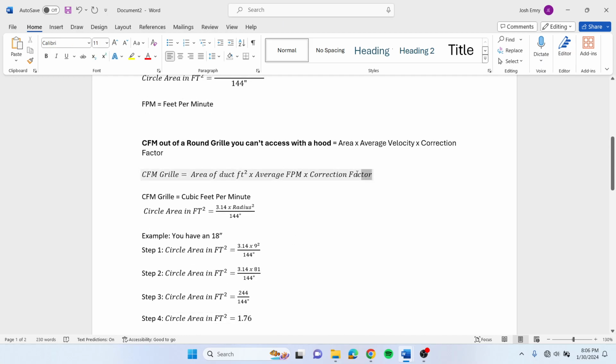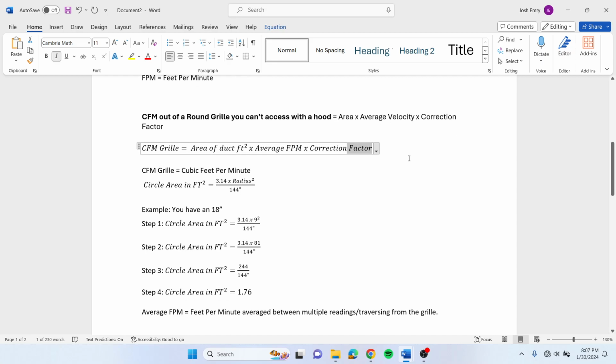But it's just nice to know that if you can't access a grill because of the hood, then you can come up with a correction factor. That way your grill should be pretty close to what you're reading on the other ones.